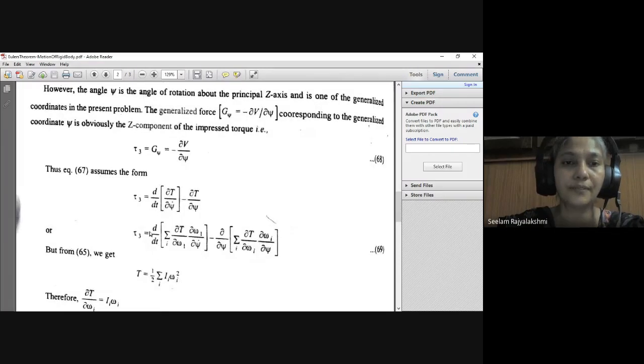Therefore, tau 3 equals d by dt of the sum over i of dou T by dou omega i into dou omega i by dou psi dot, minus the sum over i of dou T by dou omega i into dou omega i by dou psi. That means we are multiplying and dividing with dou omega i in numerator and denominator.